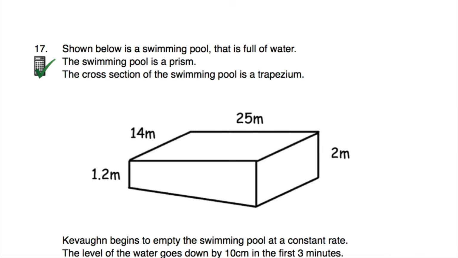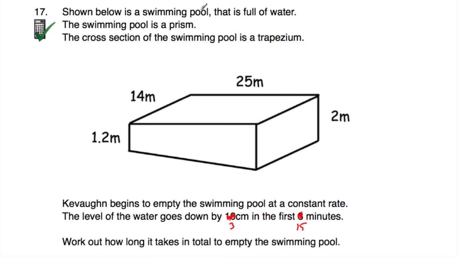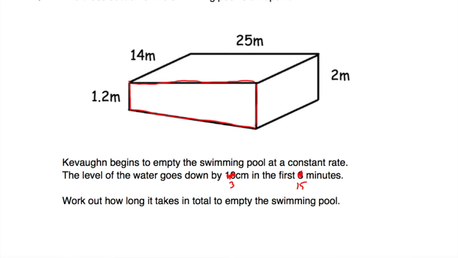Question number 17 says, shown below is a swimming pool that is full of water. So this swimming pool is full of water, and it's a prism, and the cross-section of the swimming pool is a trapezium. So you can see this cross-section here. And then we're told, Kavon begins to empty the swimming pool at a constant rate, and the level of water goes down by 3 centimetres in the first 15 minutes. And the question says, how long does it take in total to empty the swimming pool?